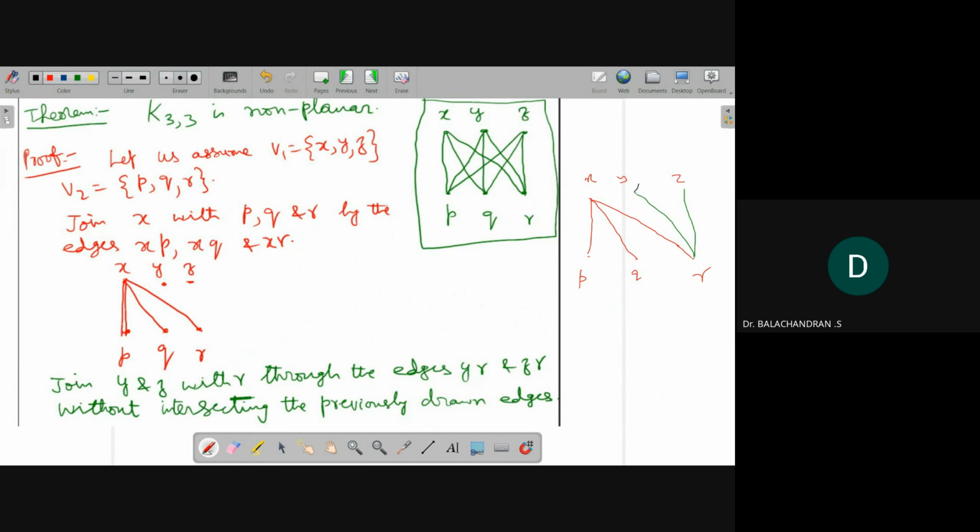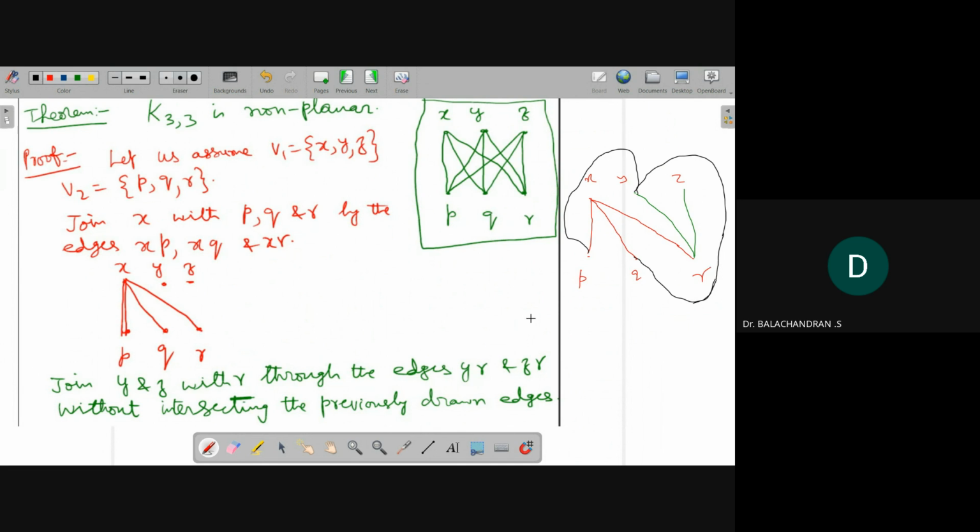Y to P like this, and then what? Y to Q. Okay, Y to Q. Okay. Now check the degrees.